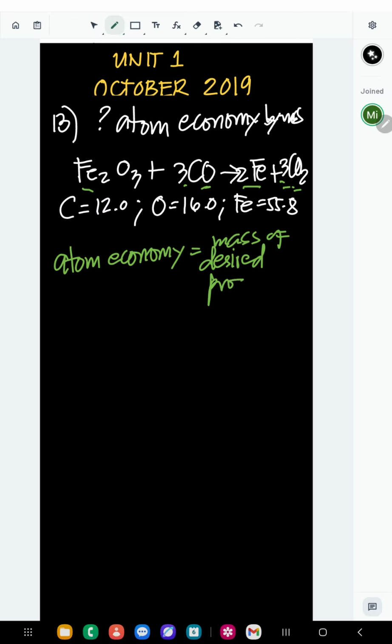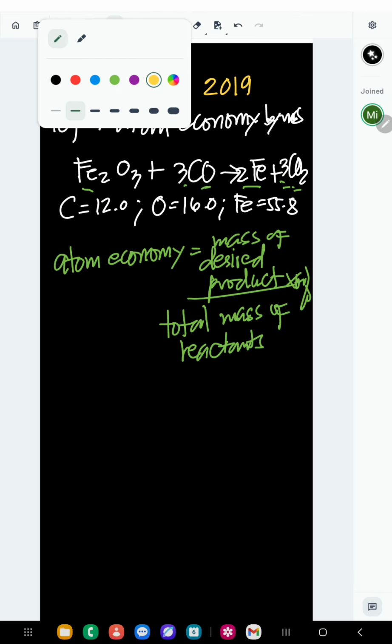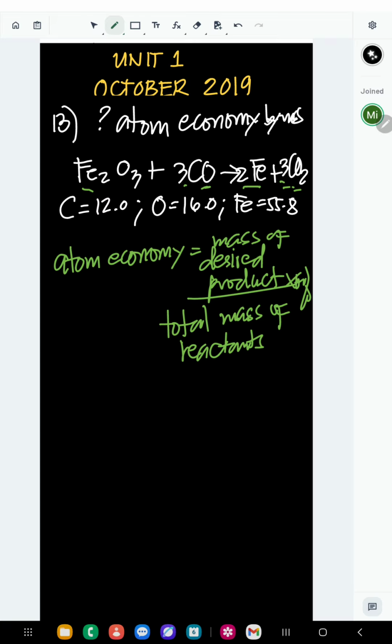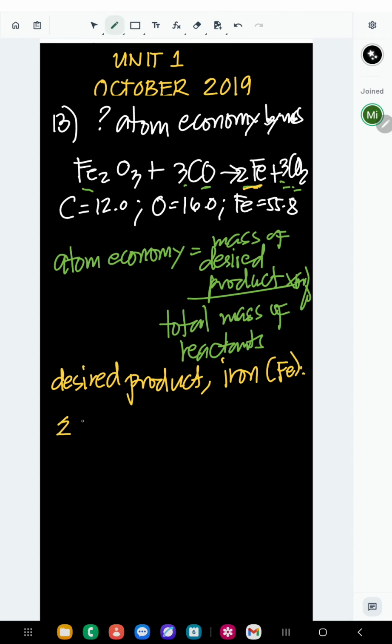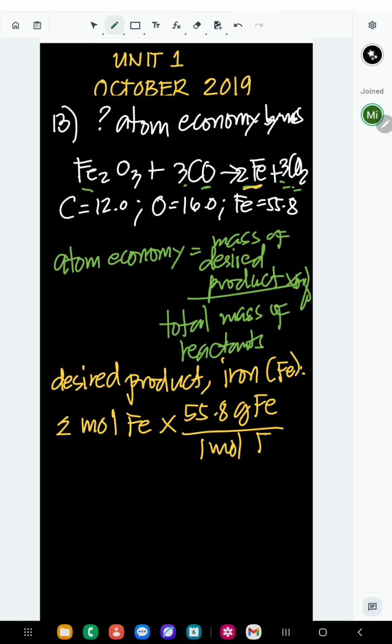The molar masses of the desired product and the total mass of the reactants. Since atom economy is just equal to the mass of desired product divided by the total mass of reactants times 100%. So we get the mass of the desired product first, which is iron. We do it like this so it won't be confusing. So 2 moles of iron times 55.8 grams iron per 1 mole of iron. Then we get the mass of iron, which is 111.6 grams.